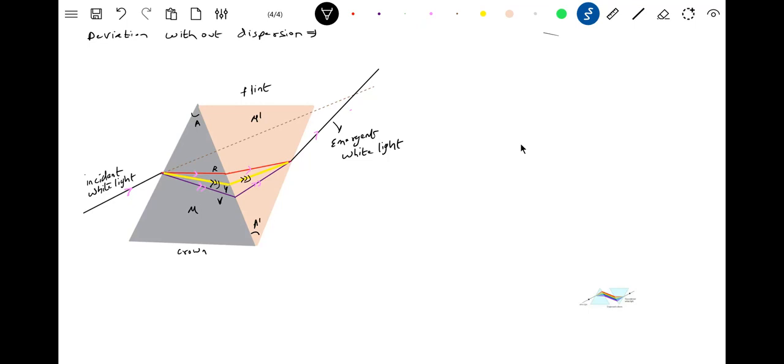Okay, there's a deviation. So there's the incident light. If you look at the incident and emergent light, they're not parallel. So there's the deviation. But the incident light was white light, and the emergent light was white light here. So therefore there is no dispersion, but there is a deviation. Okay, let's discuss this particular condition. What should be the net angular dispersion if there should not be any angular dispersion.